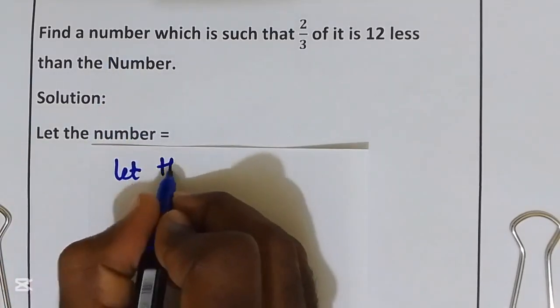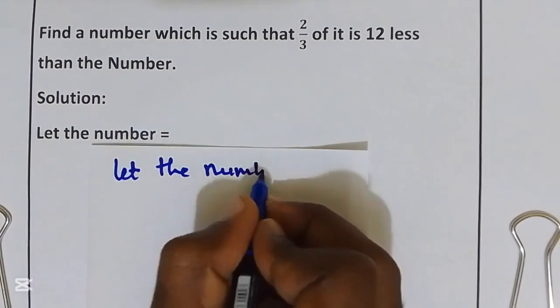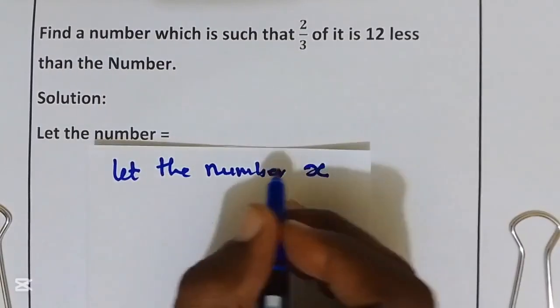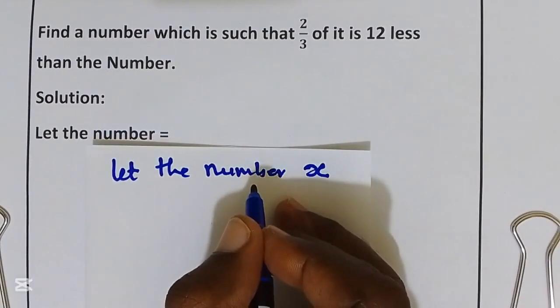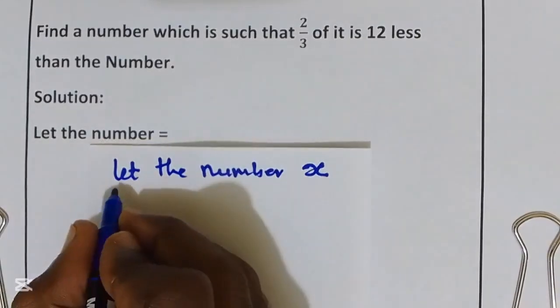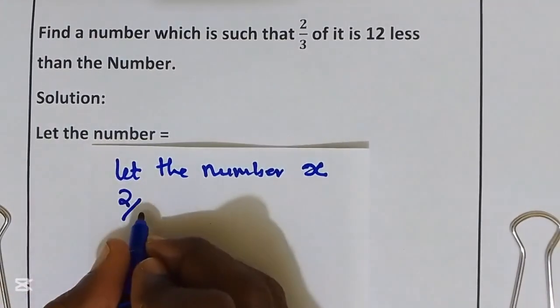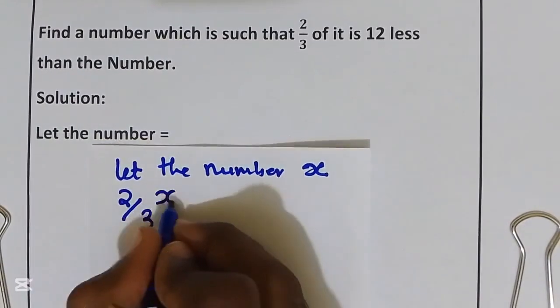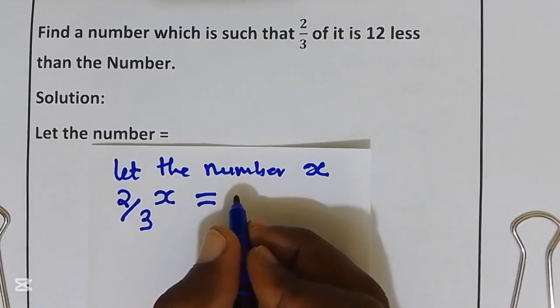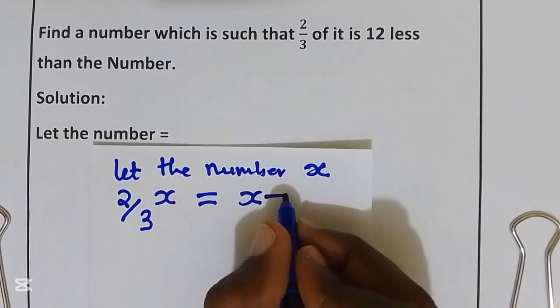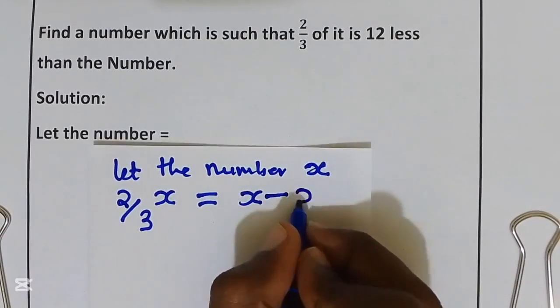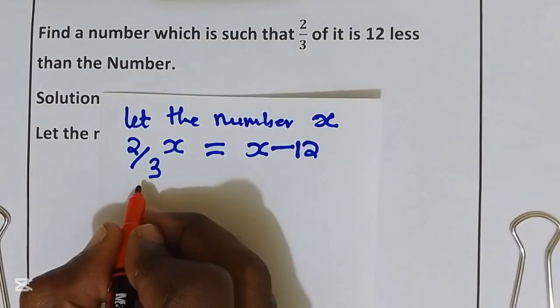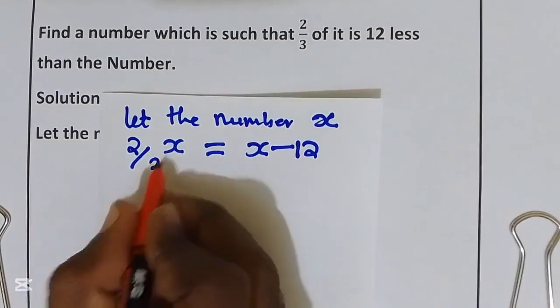Let the number equal x. Now let's make our equation. They say 2 over 3 of the number which we let as x is equal to x less the number by 12. Let us solve the equation and get the number.